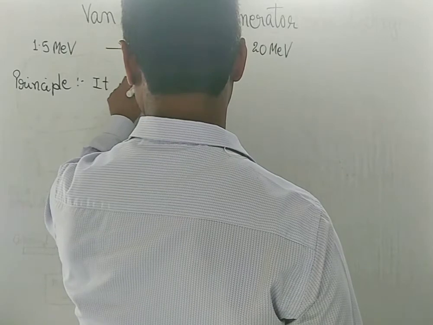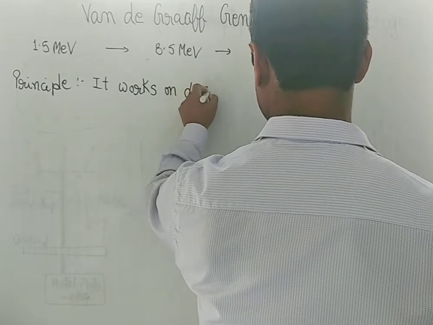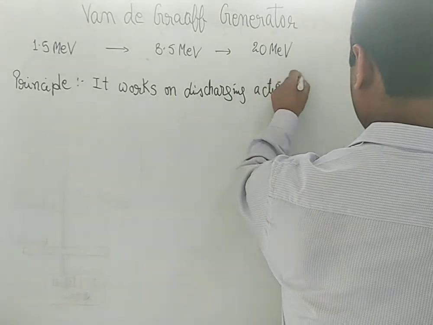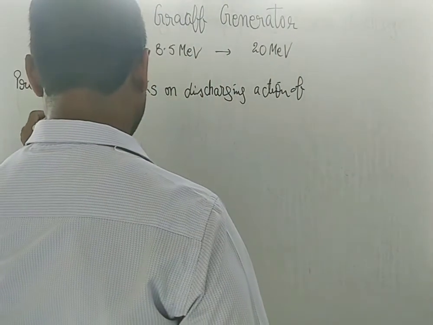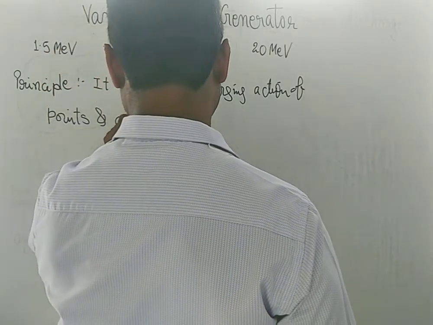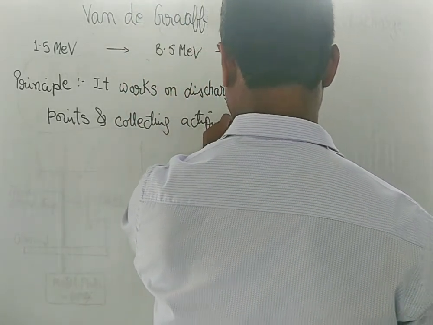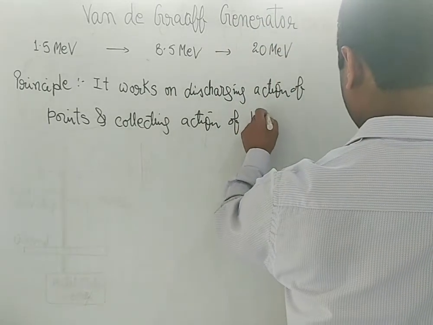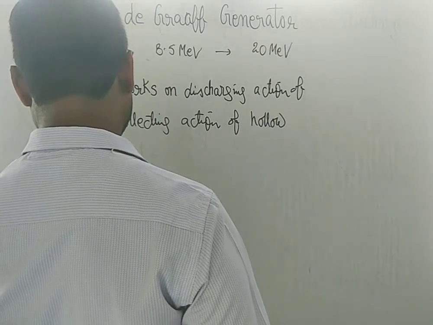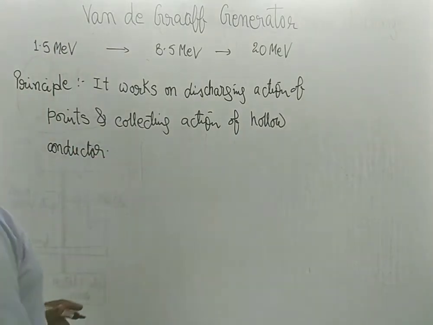So it works on the discharging action of points and collecting action of hollow conductor. So this is the working principle of Van de Graaff generator.